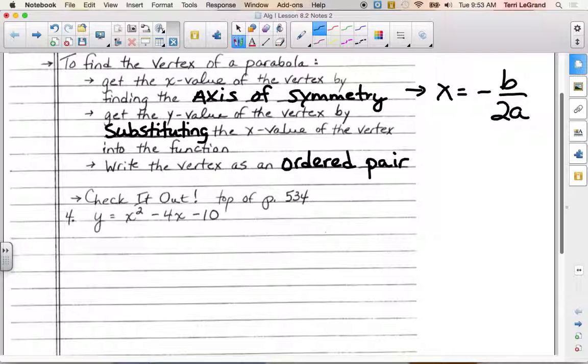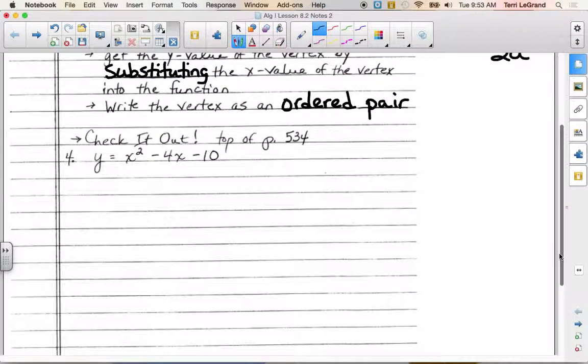Okay? So, we are actually doing, check it out, top of page 534, and I believe, could somebody read what are the directions, what are we supposed to do in this, check it out, problem number 4. Find the vertex. Okay. We have 2 steps to finding it. First, let's find the axis of symmetry, because from that we can get our x value of the vertex. So, first thing we're going to do is decide, is it in standard form, first of all? Okay. Then we can identify our A and our B. Those are the ones we need to identify for our formula for the axis of symmetry.